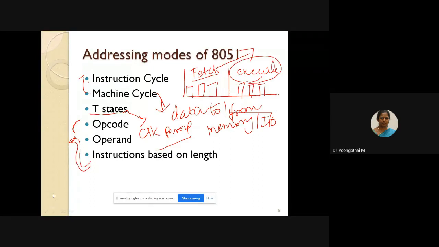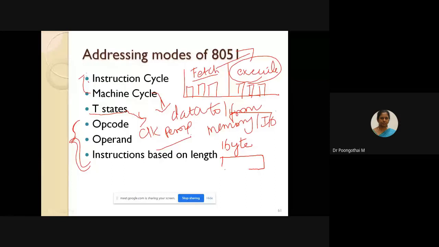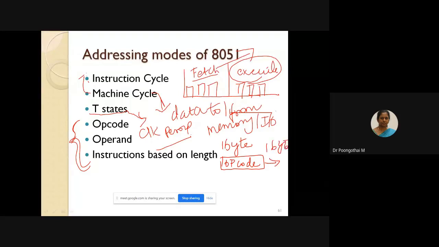Single byte means it takes 1 byte of your addressable memory. Example, MOV A, B. It has only one opcode, that is 0F, for example. So this 0F should be stored in a memory location.